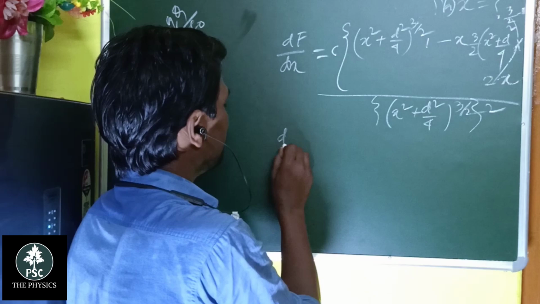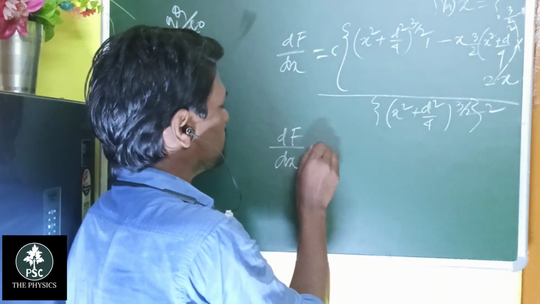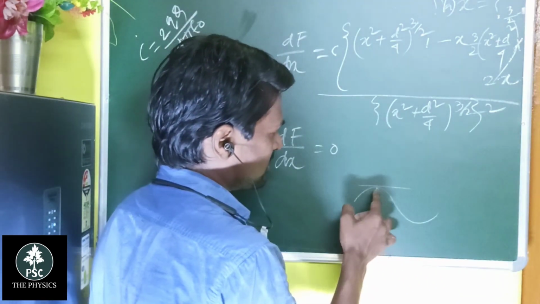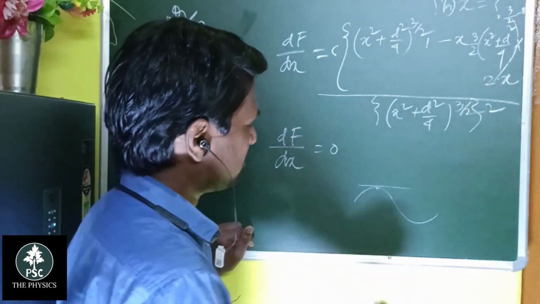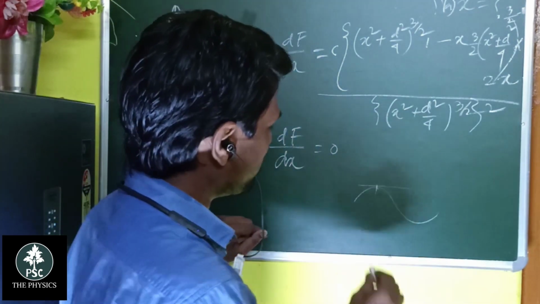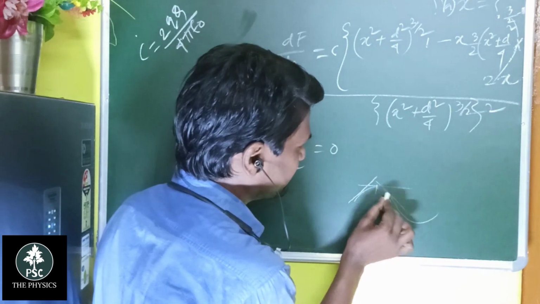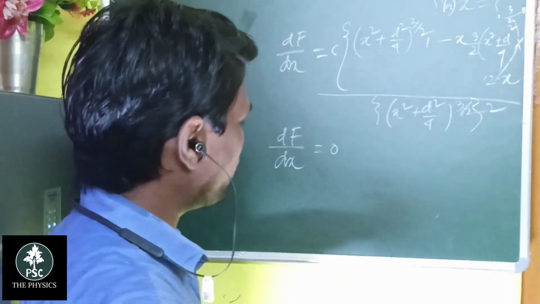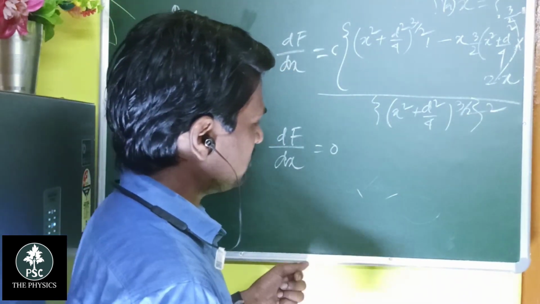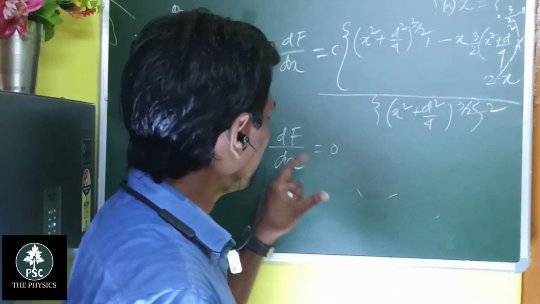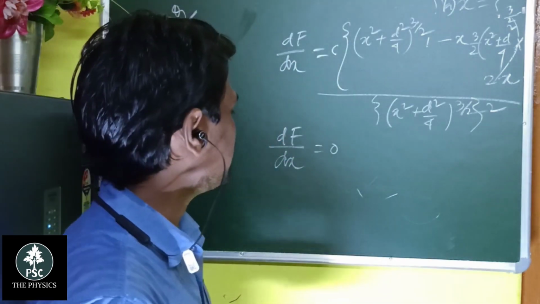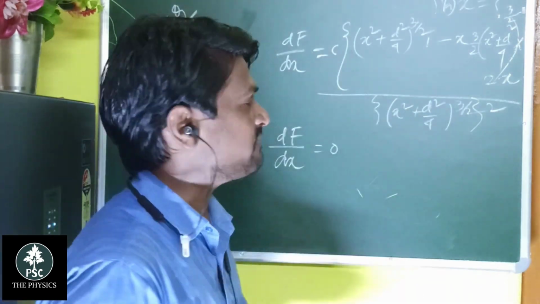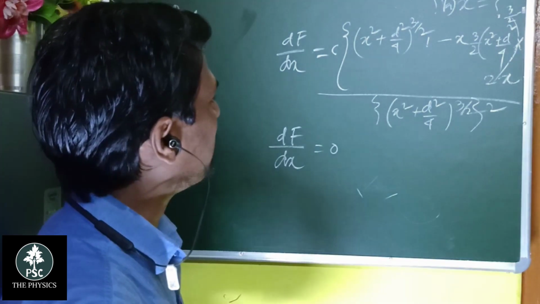So then df by dx equal to 0. Why is it equal to 0? Because at the peak point the slope is 0. At the steeper one, the slope first increases and then decreases, so at that point this is maximum. When it is a minimum, again there is a peak, and you have to calculate df by dx is equal to 0. So you take the function and the first derivative.